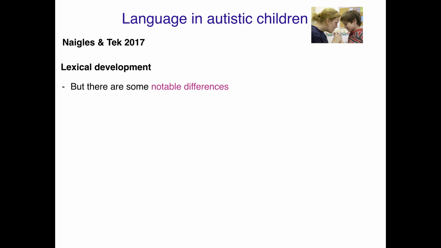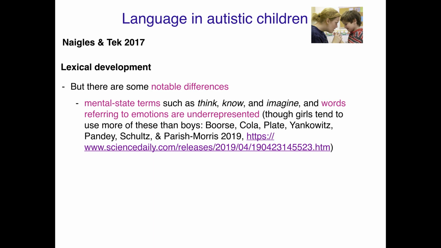But there are some notable differences. For example, mental state terms, things that talk about cognition, like think and know and imagine, and words that refer to emotions, are underrepresented in autistic children. Although it turns out that girls who are autistic tend to use more of these than boys who are autistic, they're still, in general, underrepresented. That's a difference in the type of word in the lexicon.